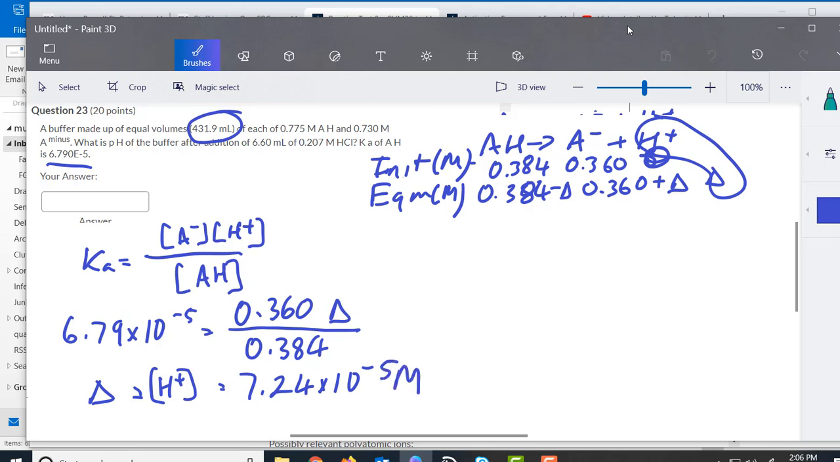Then we can find from that the pH by taking the negative log, and that comes out to be 4.140. And what we know is that the number of decimal places here in the log is going to equal the number of significant figures in the number that we start with. So we come out to 4.140 here as the answer for the pH.